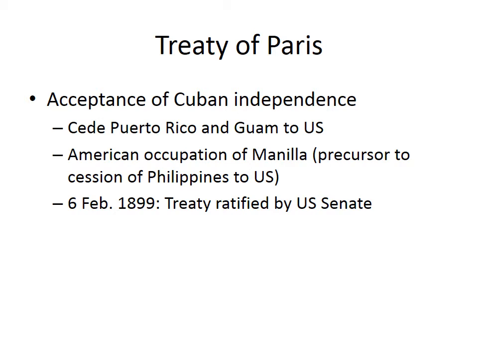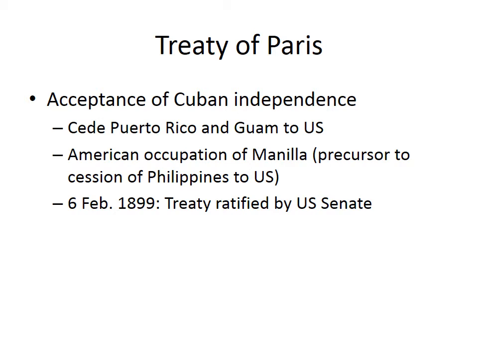The American occupation of Manila, and the Americans will remain in Manila until the Japanese boot them out in 1942, and then after that, the United States will come back and boot the Japanese out. And then finally, on 6 February 1899, the treaty will be ratified by the U.S. Senate. This boots the Spanish out of Latin America for the last and final time.